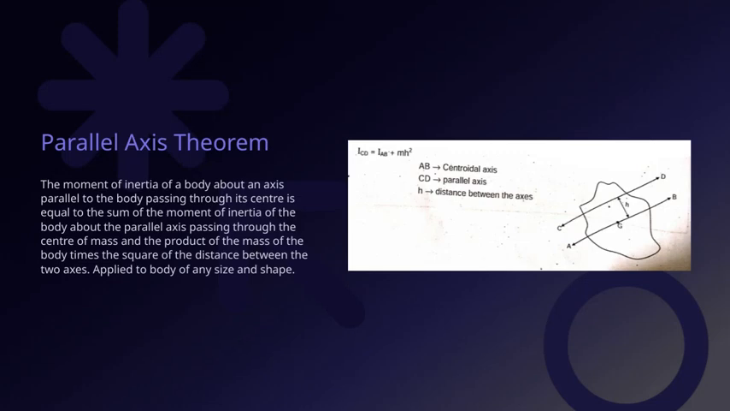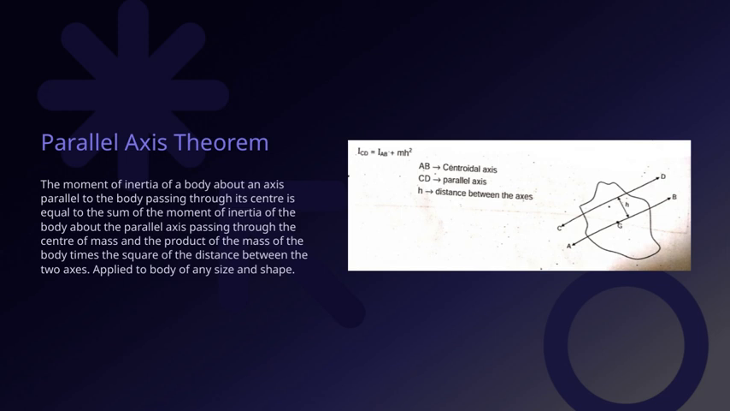Let's talk about the parallel axis theorem. Essentially, it tells us that the moment of inertia of a body about an axis parallel to one passing through its center of mass can be broken down into two parts. First, you have the moment of inertia about the axis through the center of mass itself. Then, you add the product of the body's mass times the square of the distance between these two axes.